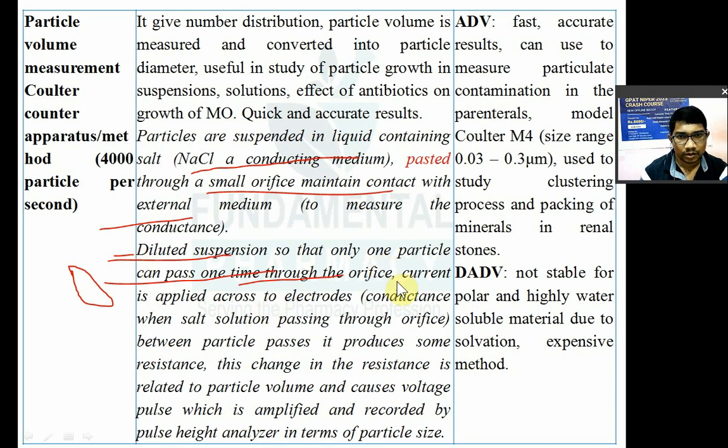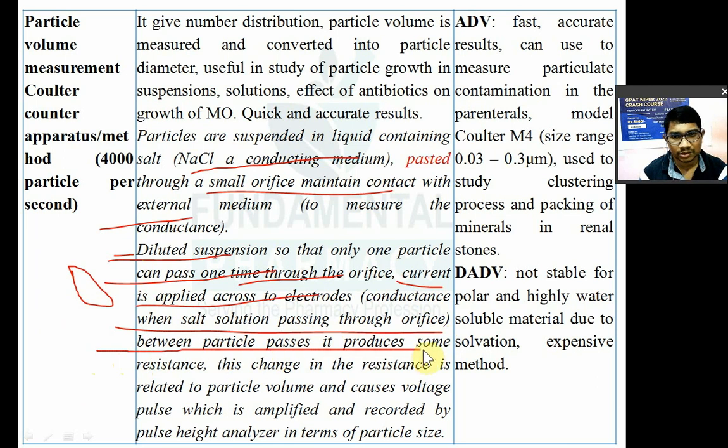Now current is applied across the electrodes. Now when only salt solution is passing through the orifice, you know that salt solution is a good conductor of electricity, so it will not produce any resistance, it will only give conductance. But suppose a particle comes to the orifice; at that time the particle has a different conductivity, so it will have less conductivity, that means it will produce a resistance.